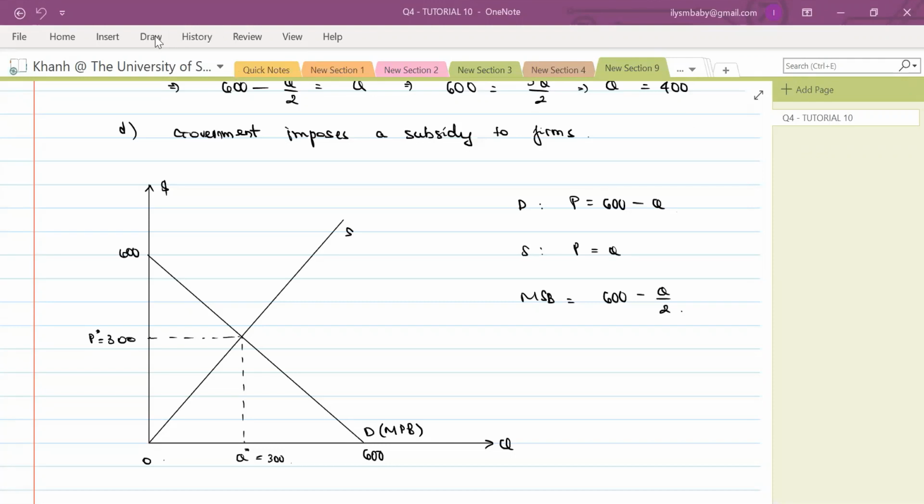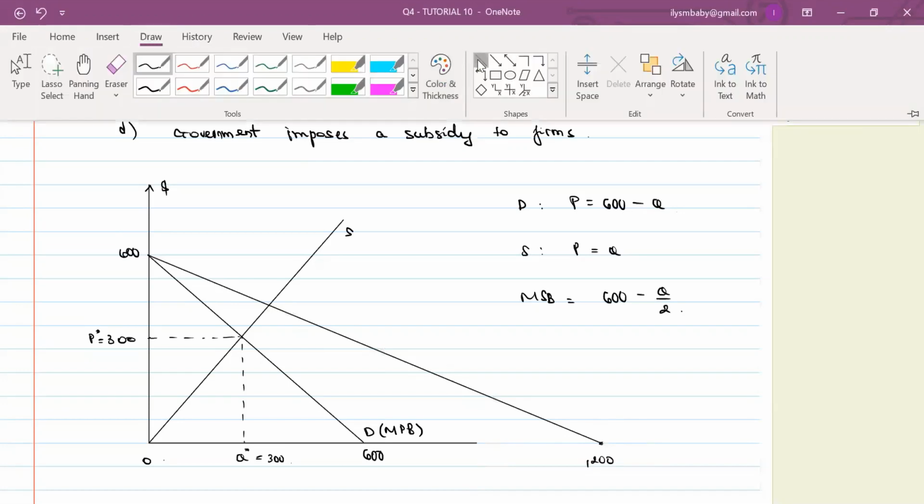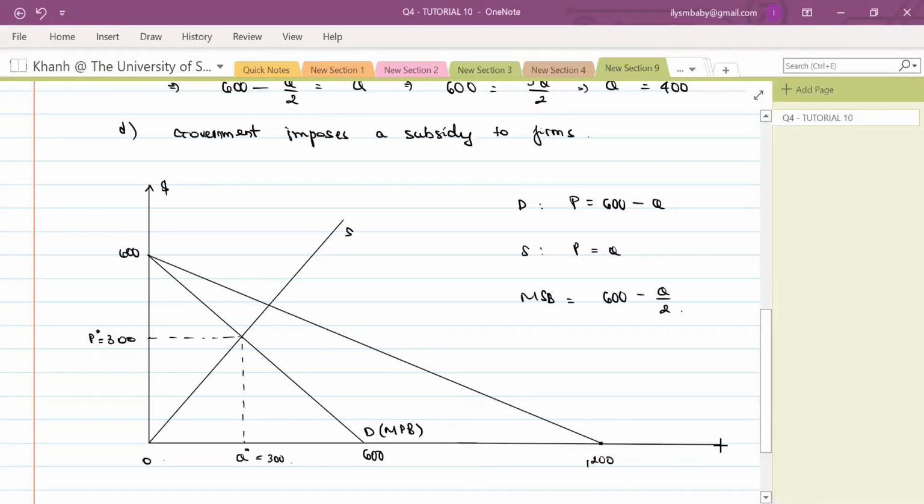So therefore, on a diagram, it's going to have the same vertical intercept, which is 600, and the horizontal intercept is going to be at 1,200. So what I'm going to do is make my horizontal axis a little bit longer, and this is Q. This is the marginal social benefit.